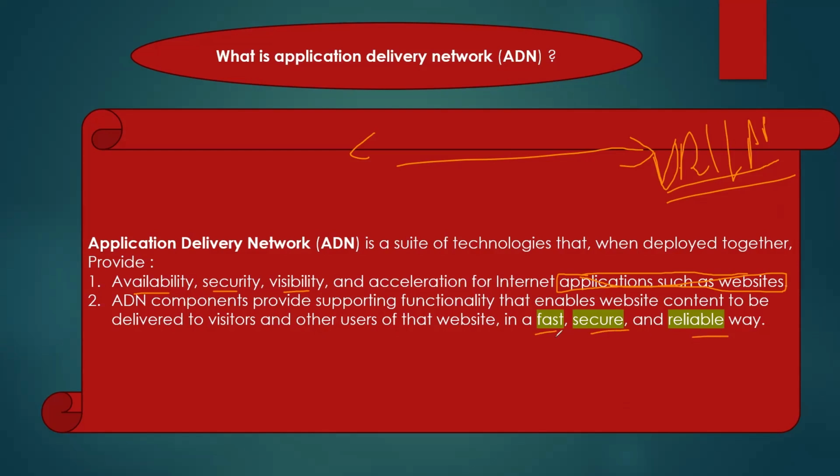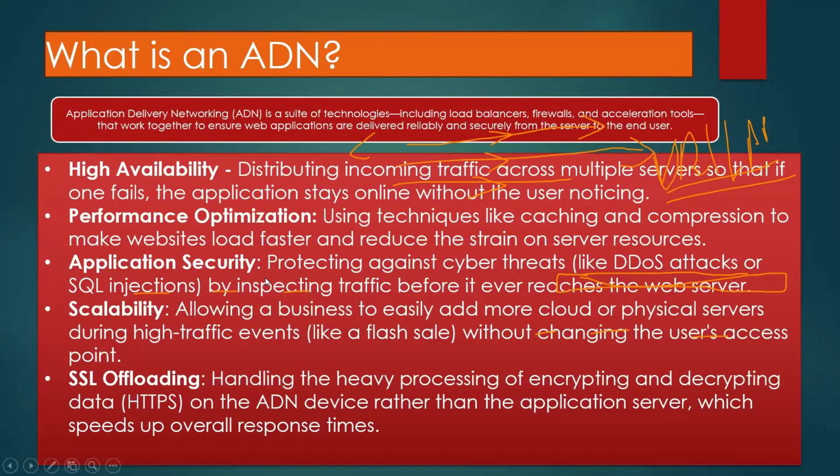So fast, it should be fast. Even though the hit count for this URL increases drastically, it still provides fast delivery of service. It can reply fast. It should not hang. It should not go into a hang state. That is also provided by this ADN. We can get this with the ADN, and reliable. That is all we can get with this ADN. So, in short, it provides high availability.